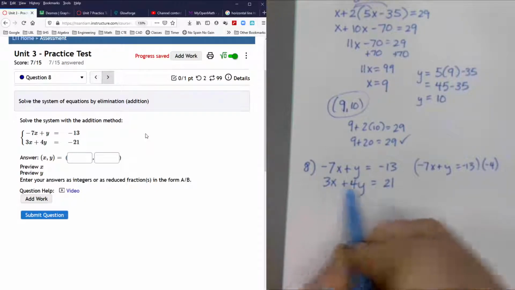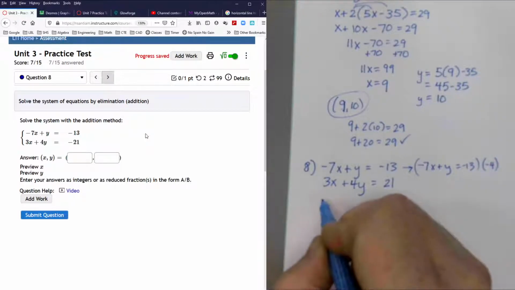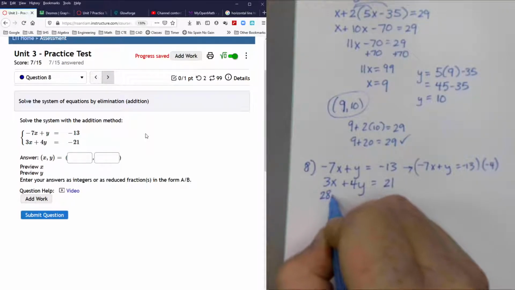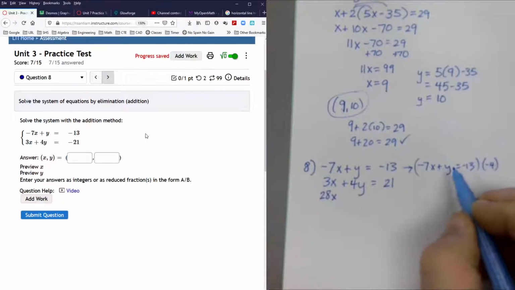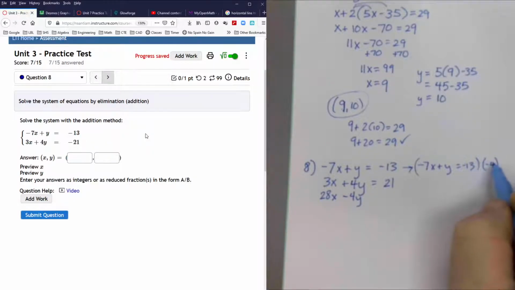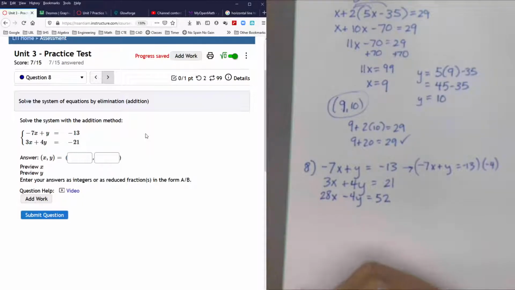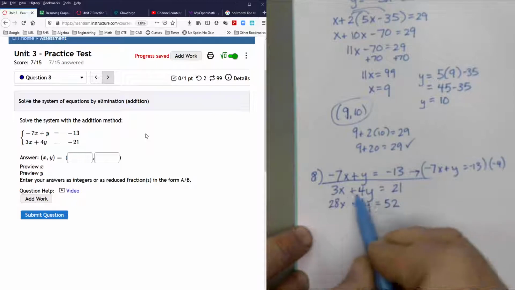I'm going to take that whole equation and multiply it by negative 4. So down below here, this is going to be negative 4 times negative 7 is going to be 28x. Negative 4 times y is negative 4y. That's what we were trying to create there. And negative 4 times 13, well, 3 times 4 is 12, 4 times 10 is 40, 40 plus 12 is 52. And that's going to be negative times negative is positive. There we go.